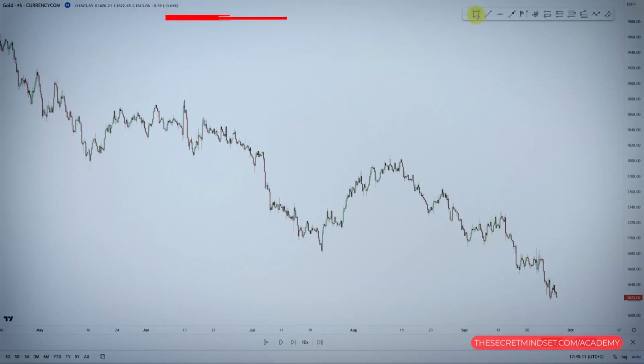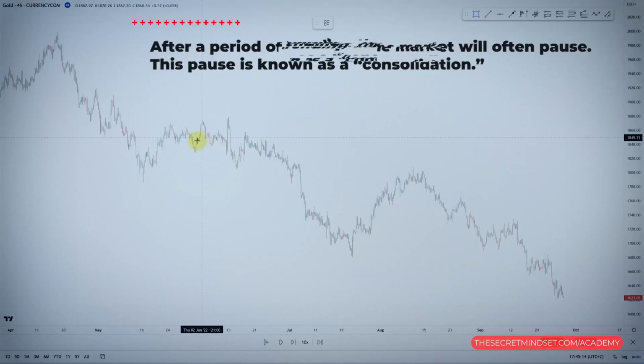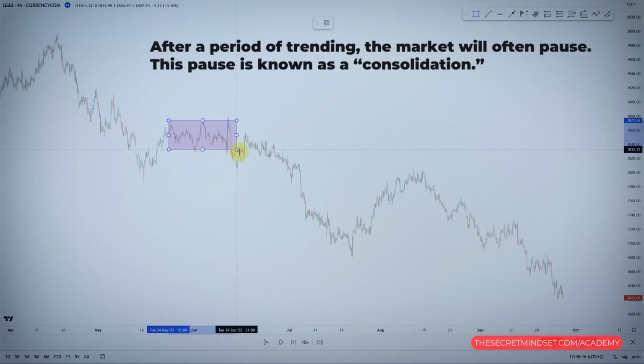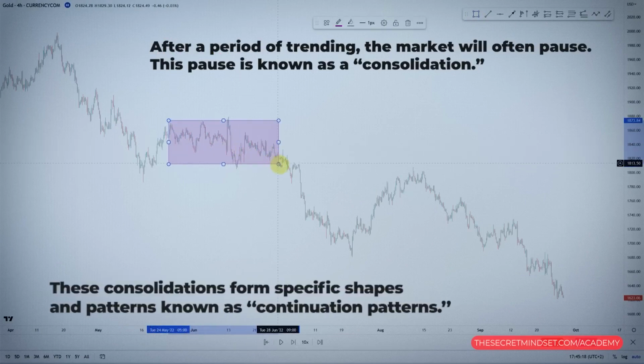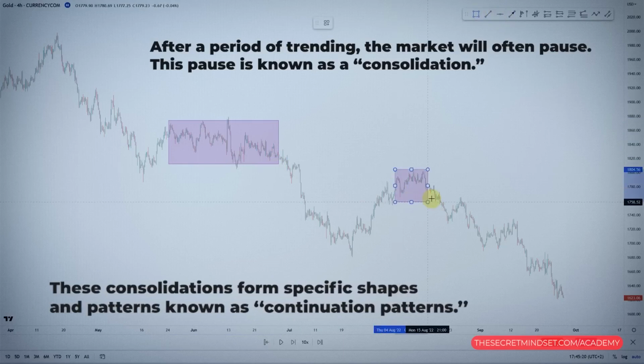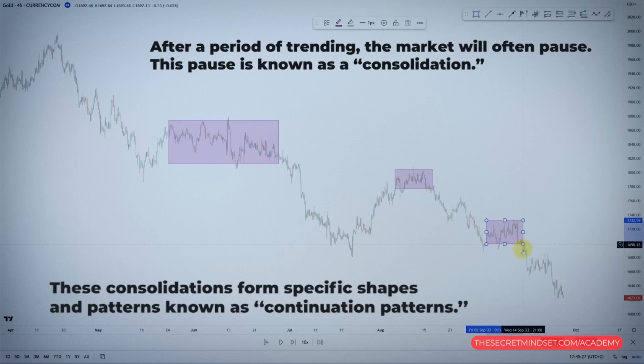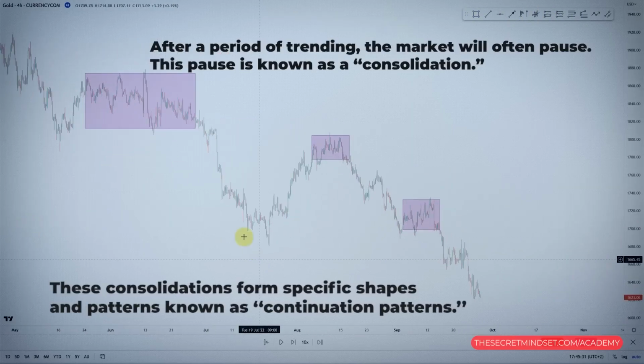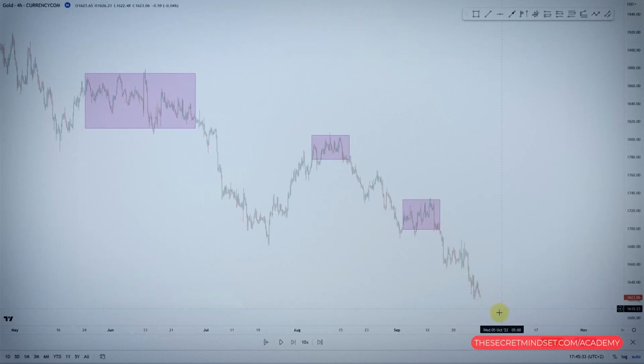After a period of trending, the market will often pause. This pause is known as a consolidation. On many occasions, these consolidations form specific shapes and patterns known as continuation patterns. So let's take a closer look at the best continuation formations, what they are, what they mean, and how you might use them to your advantage.